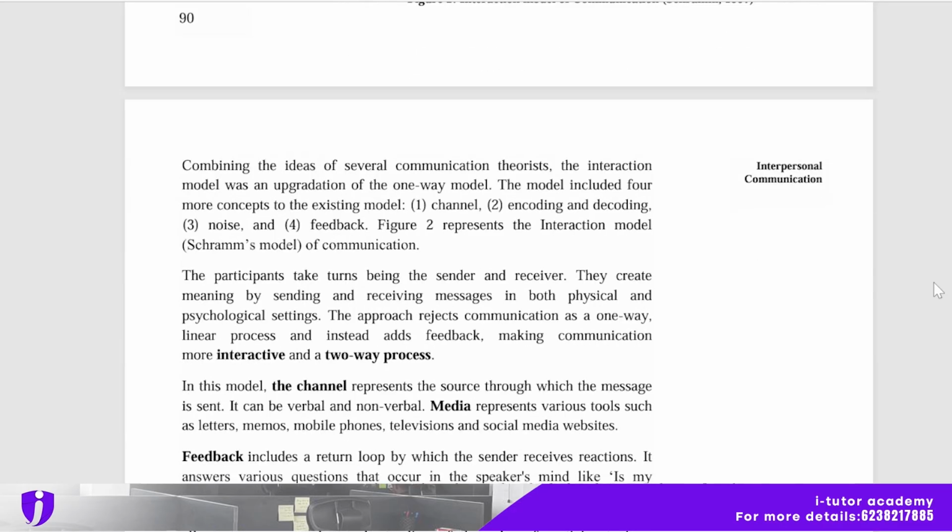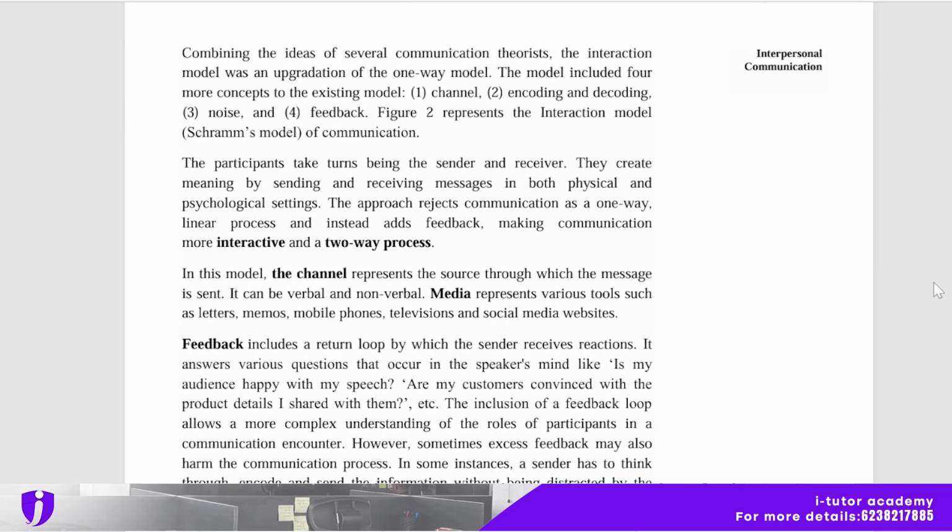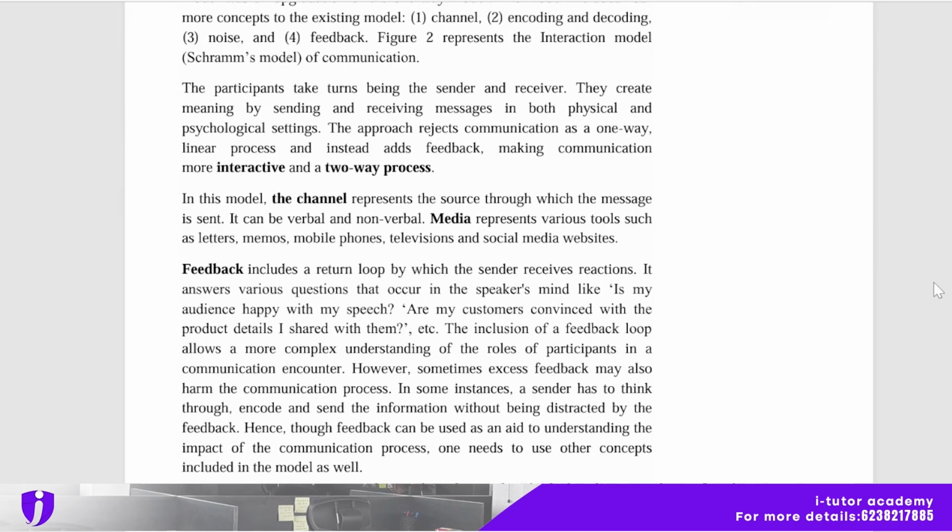Combining the ideas of several communication theories, the interaction model was an upgradation of the one-way model. The model includes four more concepts to the existing model: channel, encoding and decoding, noise, and feedback. And the participants take turns being the sender and receiver. They create meaning by sending and receiving messages in both physical and psychological settings. The approach rejects communication as a one-way linear process and instead adds feedback, making communication more interactive and a two-way process.